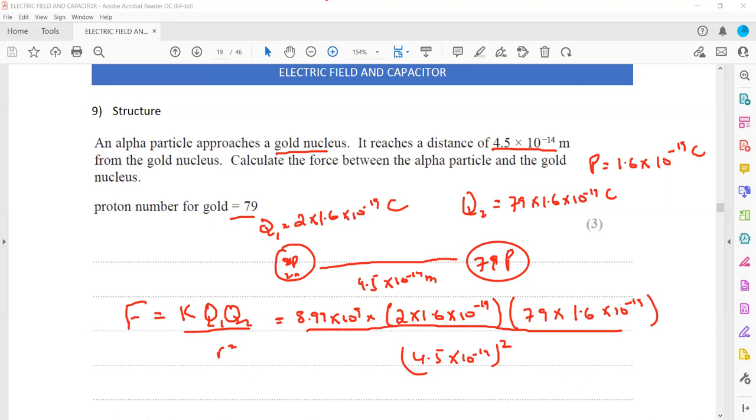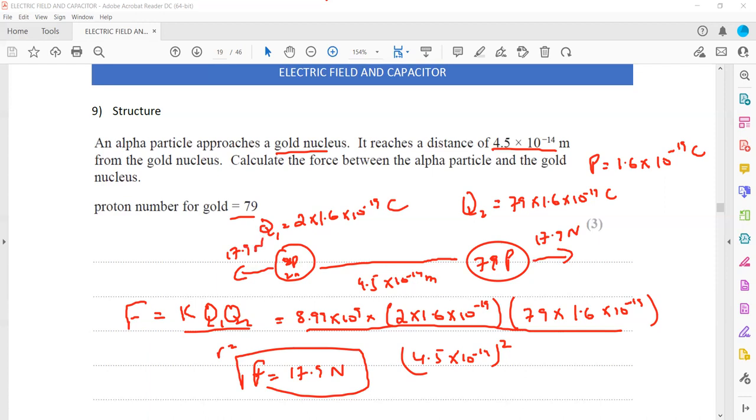When we substitute these values, we'll get about 17.9 Newton. So 17.9 Newton is the force experienced by each of them. As like charges repel, it is 17.9 Newton here and 17.9 Newton on the other.